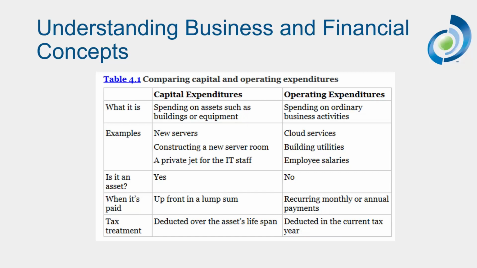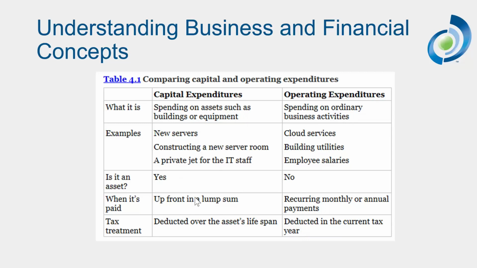So some examples here when we're talking about our capital expenditures, new servers, constructing a new server room, a private jet for the IT staff. Like I said, anything that you can run up and touch is a good example of a capital expenditure. Some examples of operating expenditures, cloud services, building utilities, employee salaries. So is it an asset, a capital expenditure? Yes. Operating expenditures, is it an asset? No. And then when is it paid?